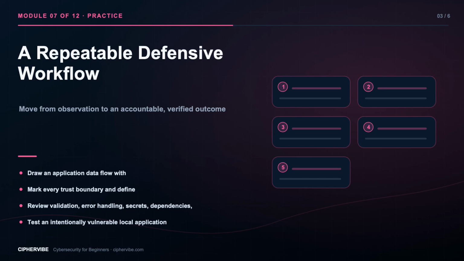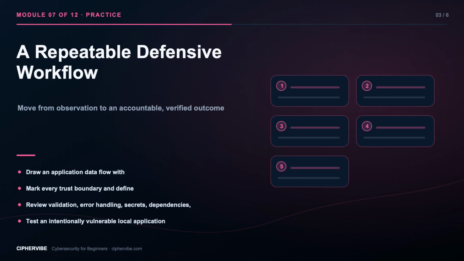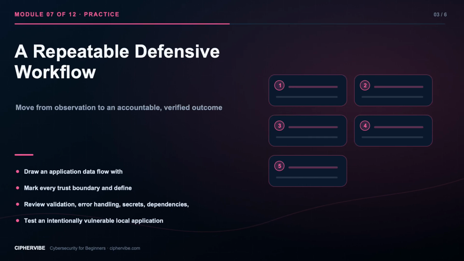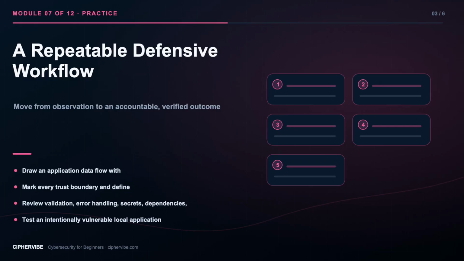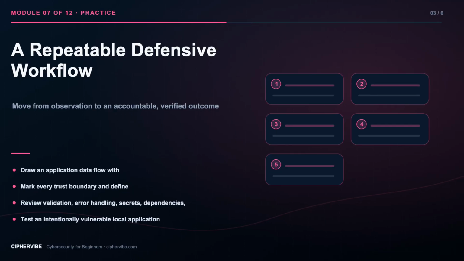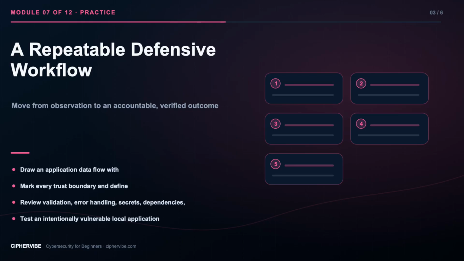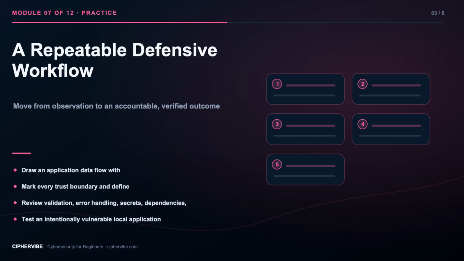Priorities should be explainable. Consider exposure, identity and privilege, sensitive data, business importance, exploit conditions, existing safeguards, reversibility, and confidence. A dramatic label should never replace that analysis.